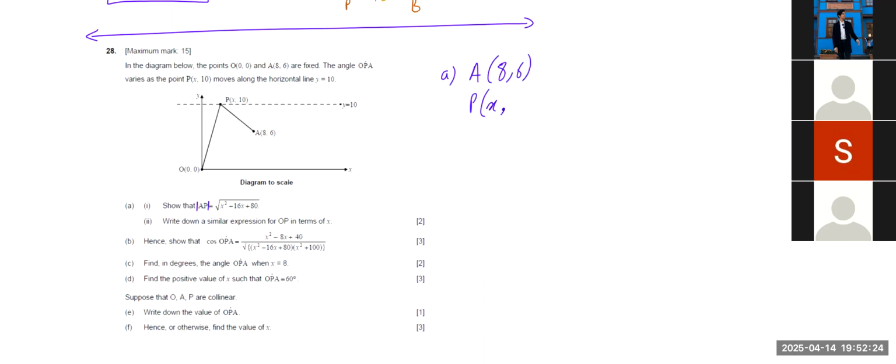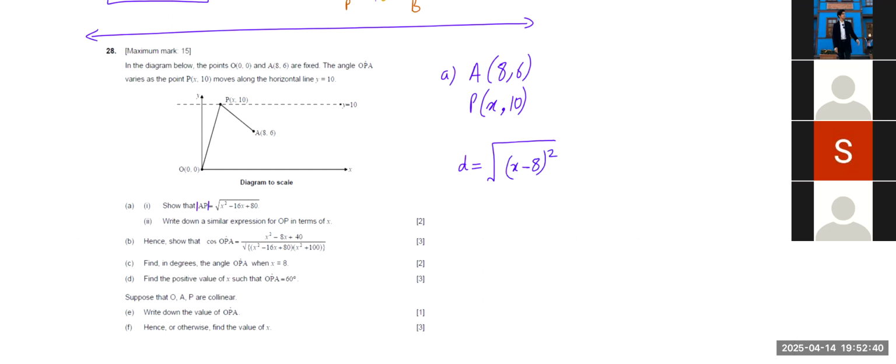Okay, those are the 2 points. How do you find distances? The distance formula is: find the difference between the x values. So x minus 8. You could also write 8 minus x. I just wanted to write x minus 8 because I don't like my variable being negative.